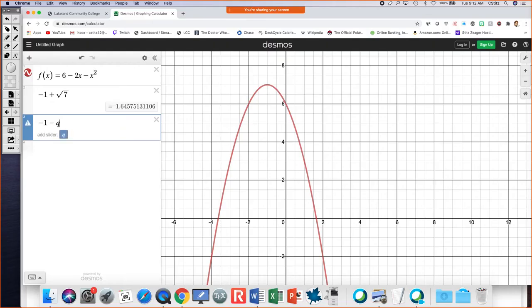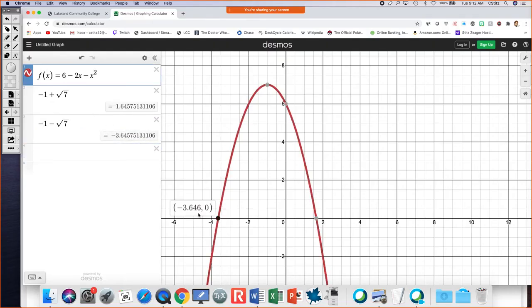-1 minus square root 7, and compare that with the x value there. There's a -3.646, etc. Once again, an irrational number that goes off forever. 1.646. Once again, that's an approximation. So for the exact values of the x-intercepts, we want to leave the root 7 in there, but we use the decimals to approximate it. And we approximated it going 2.5 units each way. Okay? Any questions?